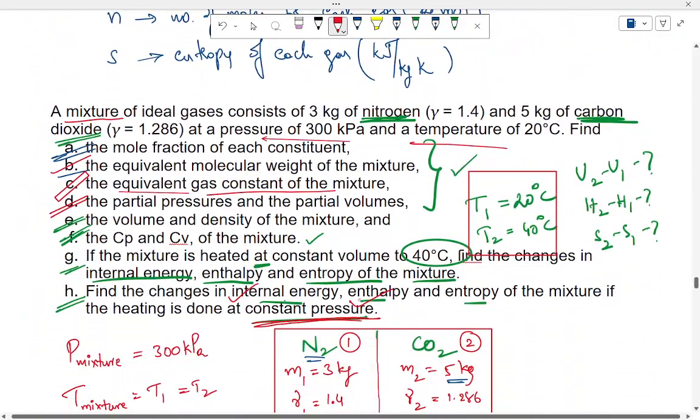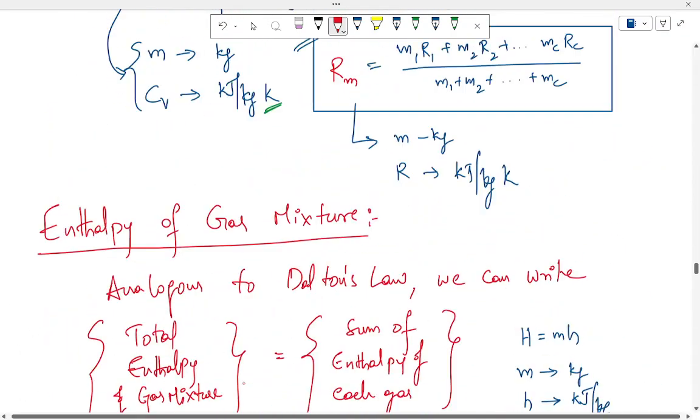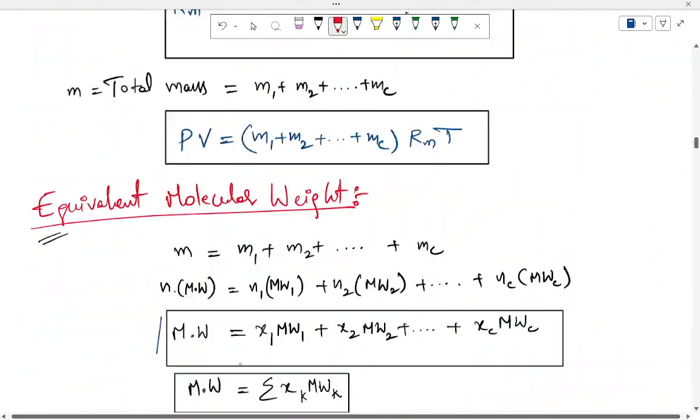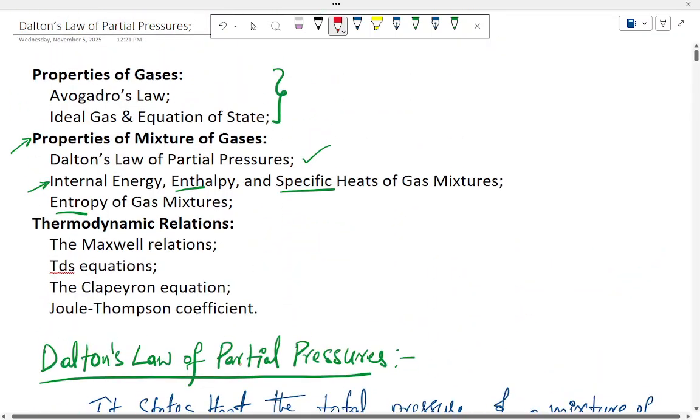So this question that you have solved here is a more comprehensive question which covers all kind of things that you may get in the properties of gas mixtures. So this kind of questions generally you will get. So I think with this we have completely seen the syllabus of the sub part of this unit, that is properties of gas mixtures. We have completed.